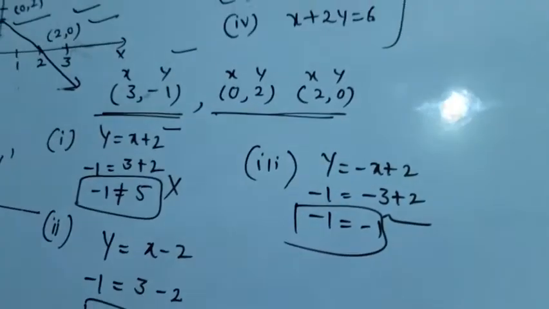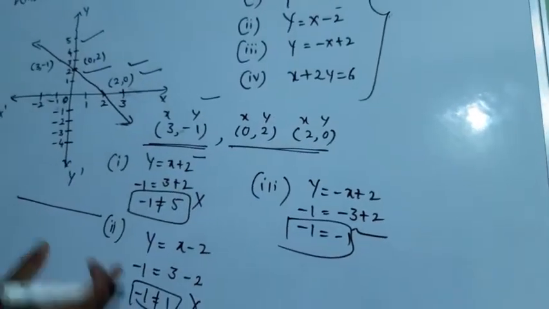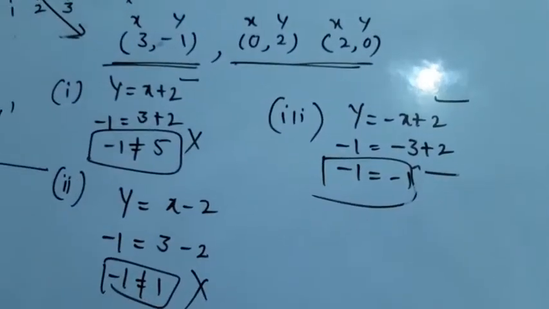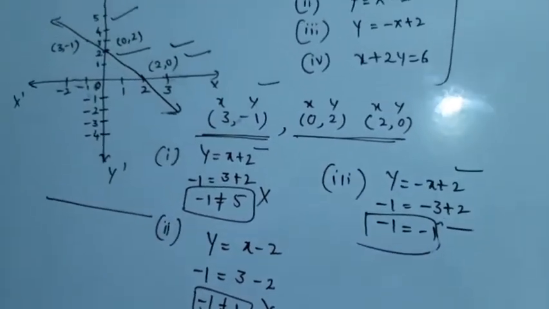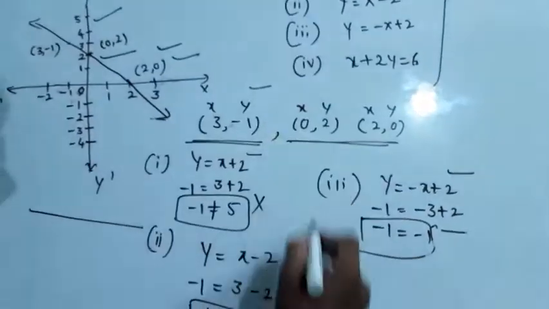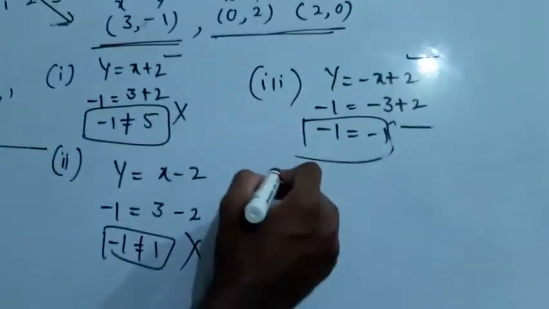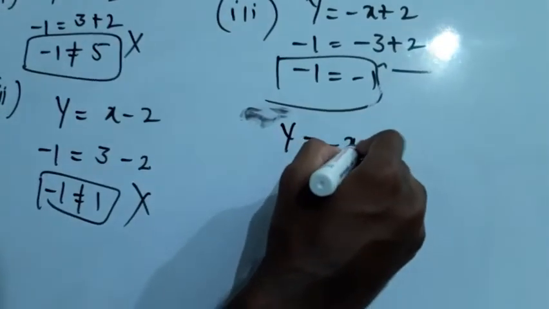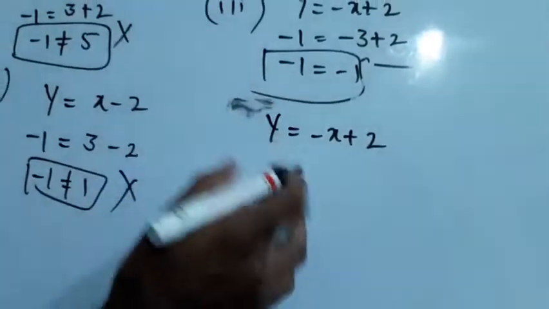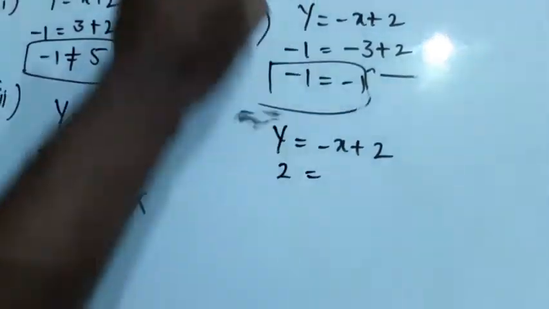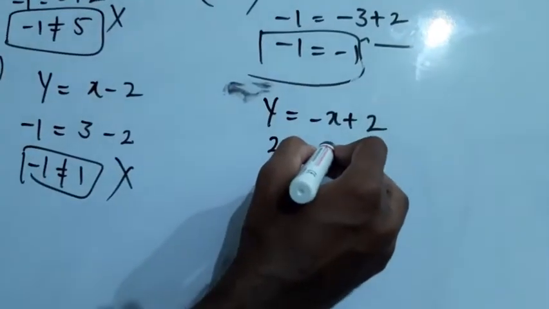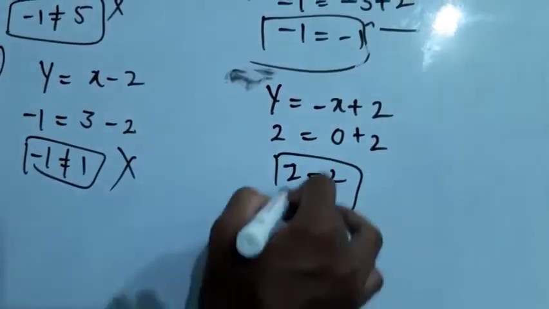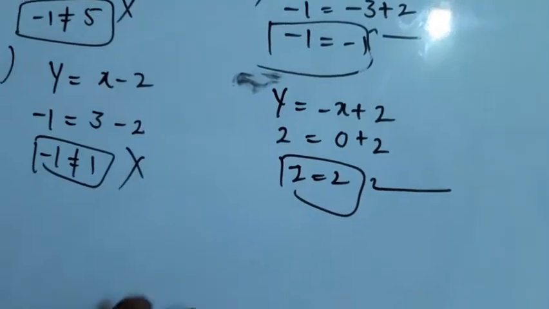We'll verify for the other 2 points. If it is satisfying them, then we can conclude that y = -x + 2 is the equation of this particular graph. So we'll verify the other point, that is (0, 2). y = -x + 2. What is the value of y here? 2. What is the value of x here? 0. 0 + 2 = 2, so 2 is equal to 2. Hence this point is also satisfied.